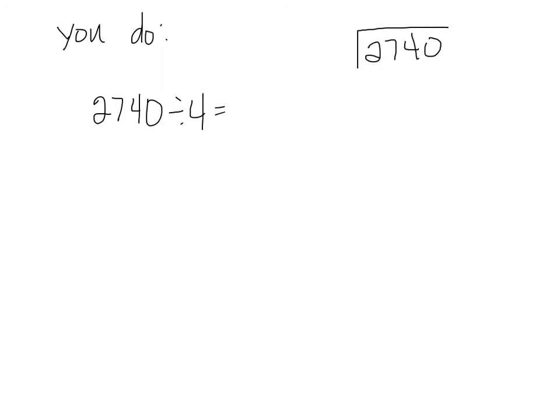We have 2,740 divided by 4. I'm going to make this 2 look more like a 2. Kind of looked weird. Okay. And I'm going to put my gel cells down to keep things in their place. Hopefully you did that. 4 fitting into 2 doesn't fit at all, so I say 0. 2 subtract 0 is 2. Check and make sure this is smaller than this. It is. Bring down the next byte.